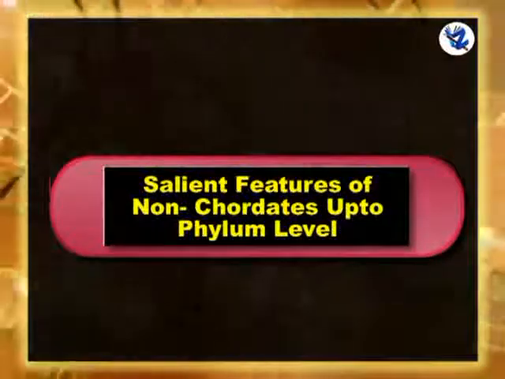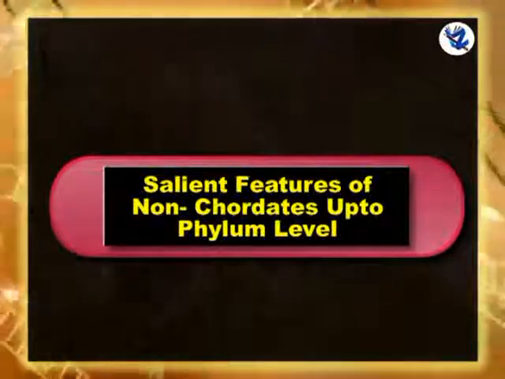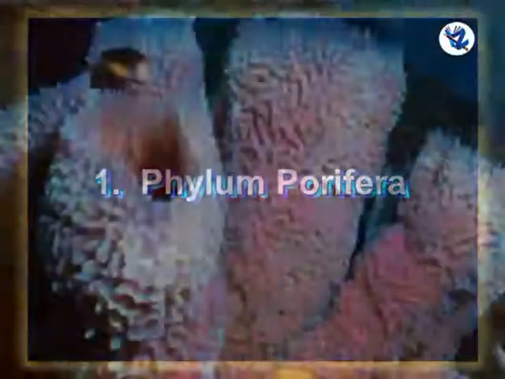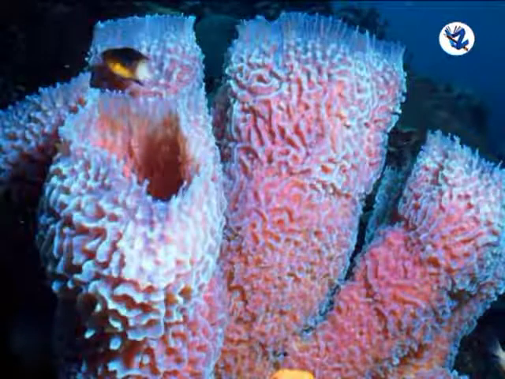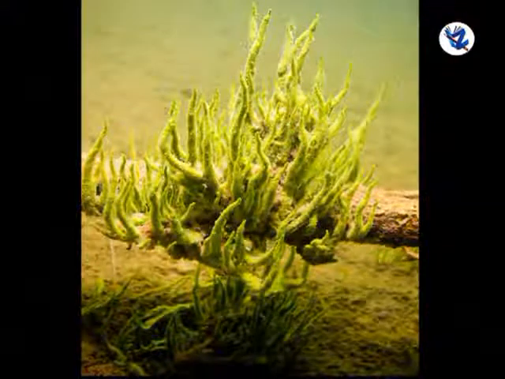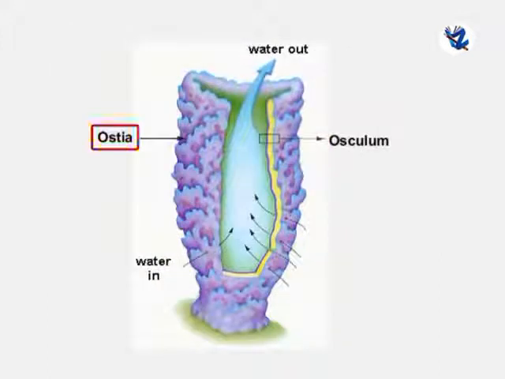Now salient features of non-chordates up to phylum level. The non-chordates include the following 10 phyla. First, Porifera. Pore-bearing, solitary or colonial, sedentary, mostly marine, few species are freshwater forms. Cellular grade organization. No tissues or organs. Minute pores called ostia spread over the body. Through ostia, water enters in the body. Osculum is the large opening through which water comes out.